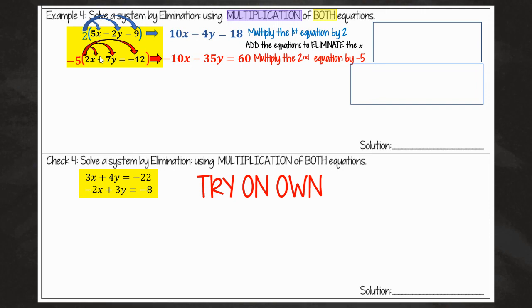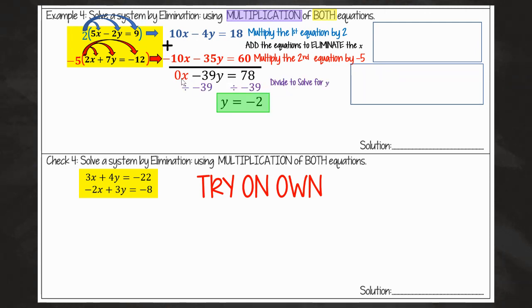And now I can add the equations to eliminate the x. So 10x plus a negative 10x is going to give me 0x. Negative 4 plus a negative 35 is going to give me negative 39y. And 18 plus 60 is going to give me 78. Now all I need to do is divide by negative 39. And then I get y is equal to negative 2.